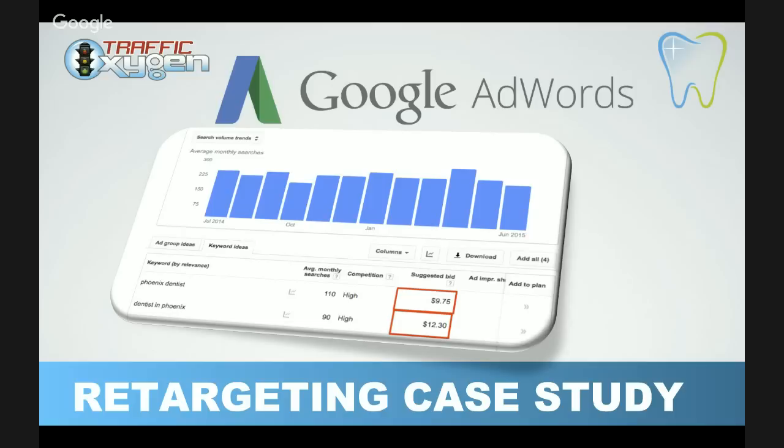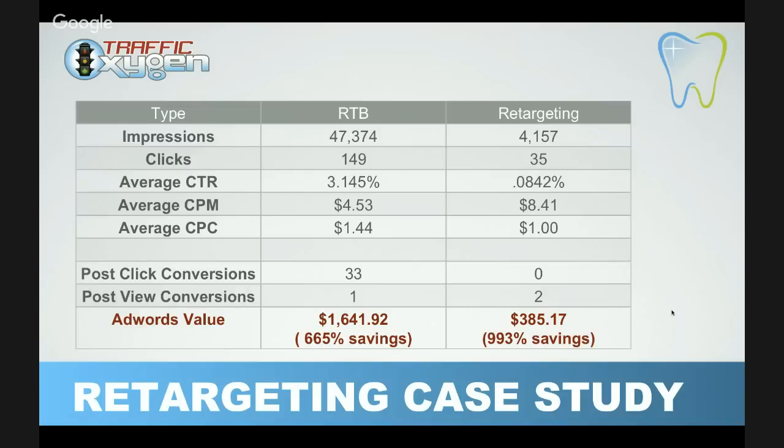So what we did is we went out and we looked at their pay-per-click costs, which is somewhere between $9.75. You can see it's Phoenix Dentist and Dentist in Phoenix, over here on the left side. So it's somewhere between basically 10 and 12 bucks, just in general. And our goal is to get clicks that are less than 10 to 12 bucks. And these are the actual results when we finished.